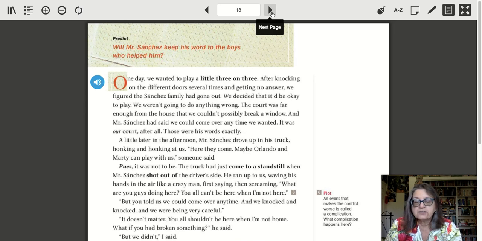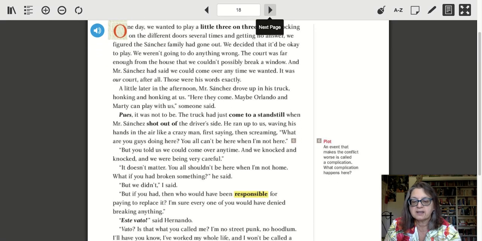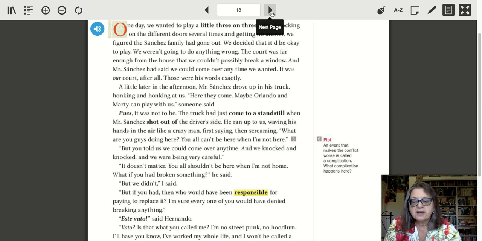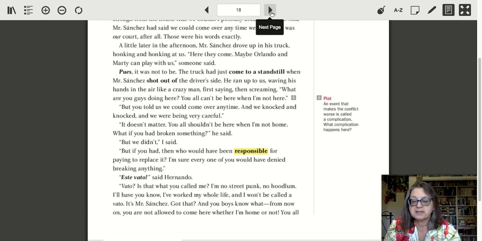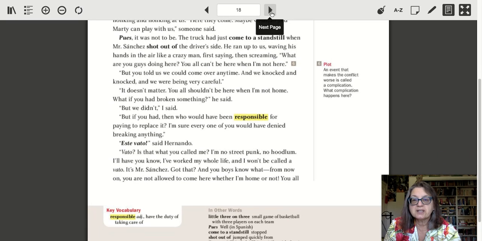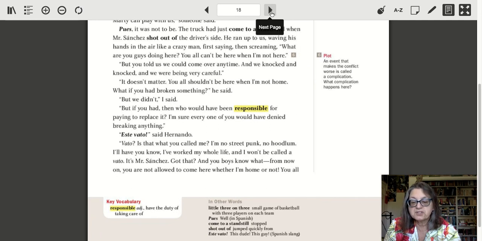A little later in the afternoon, Mr. Sanchez drove up in his truck, honking and honking at us. "Here they come. Maybe Orlando and Marty can play with us," someone said. Pues, it was not to be. The truck had just come to a standstill when Mr. Sanchez shot out of the driver's side. He ran up to us, waving his hands in the air like a crazy man, first saying, then screaming, "What are you guys doing here? You all can't be here when I'm not here."